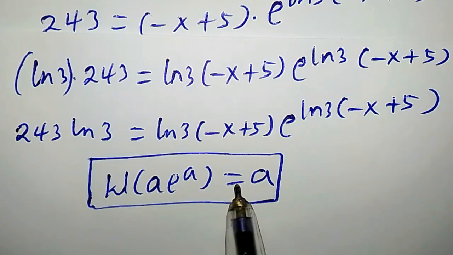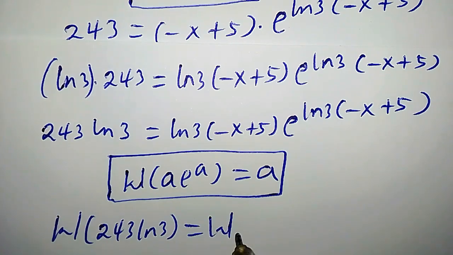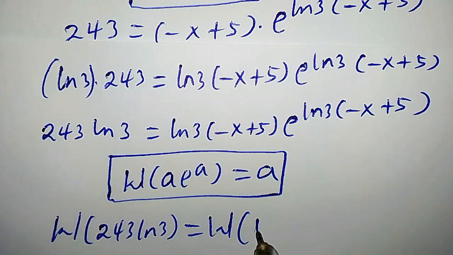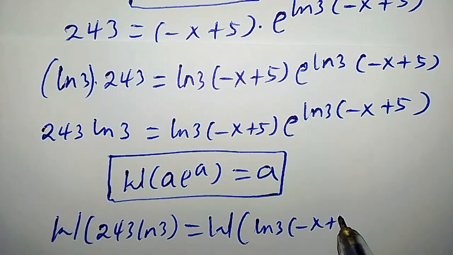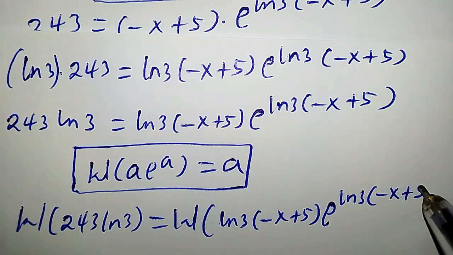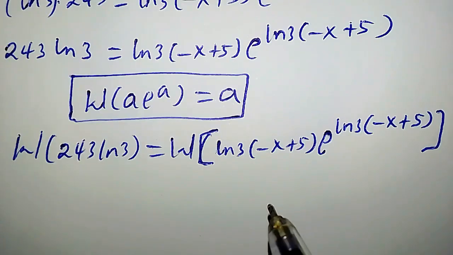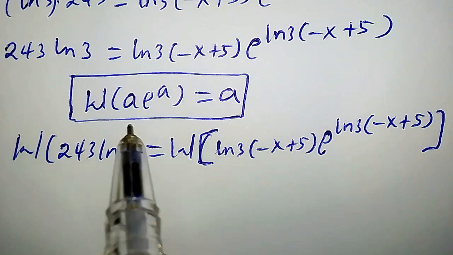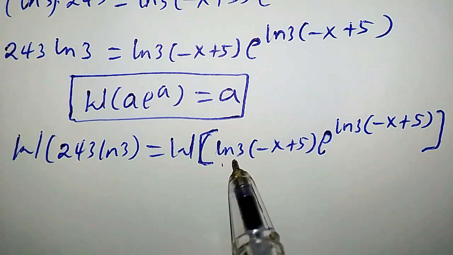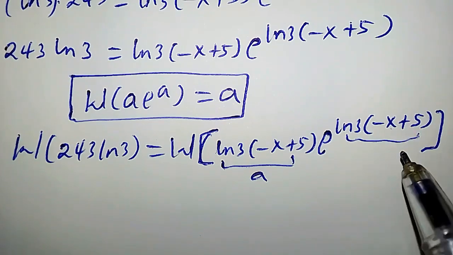Applying this Lambert W function formula to this guy, we are going to have W of all of this, 243 ln 3, equal to W of all of the right hand side, ln 3 times minus x plus 5 times e to the power of ln 3 times minus x plus 5. Let's make this a square bracket. You will notice that by comparing this right hand side with this guy, ln 3 times minus x plus 5 is simply a.